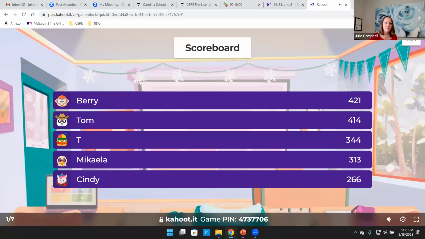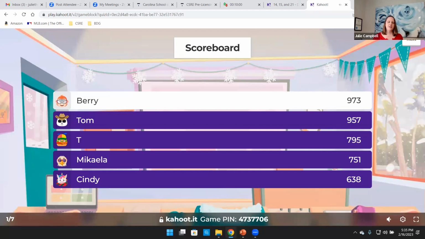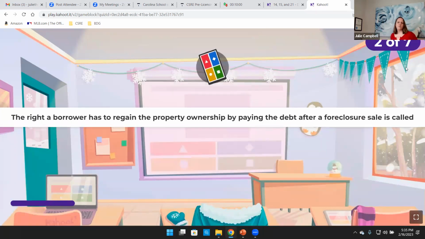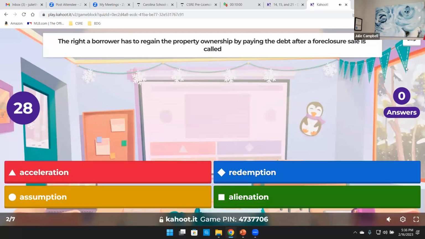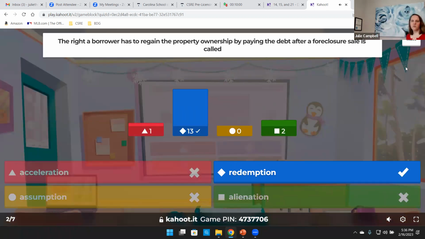So let's see how we did on this first one. Barry came out first, followed by Tom. T, Michaela, and Cindy. This could get interesting. Let's see. Question number 2. The right a borrower has to regain the property ownership by paying the debt after a foreclosure. Eight seconds. Good job. You're redeeming yourself.